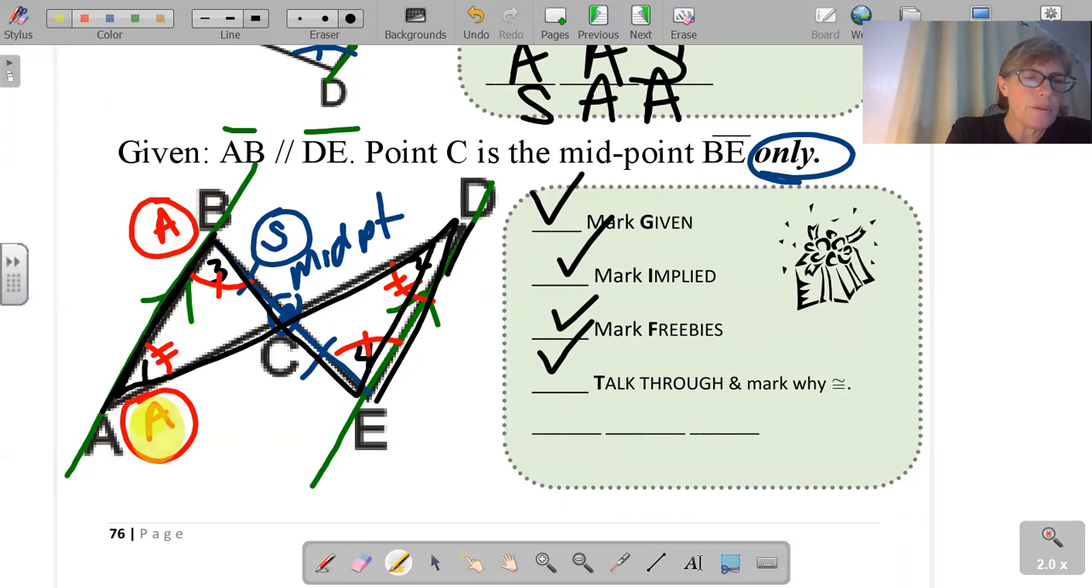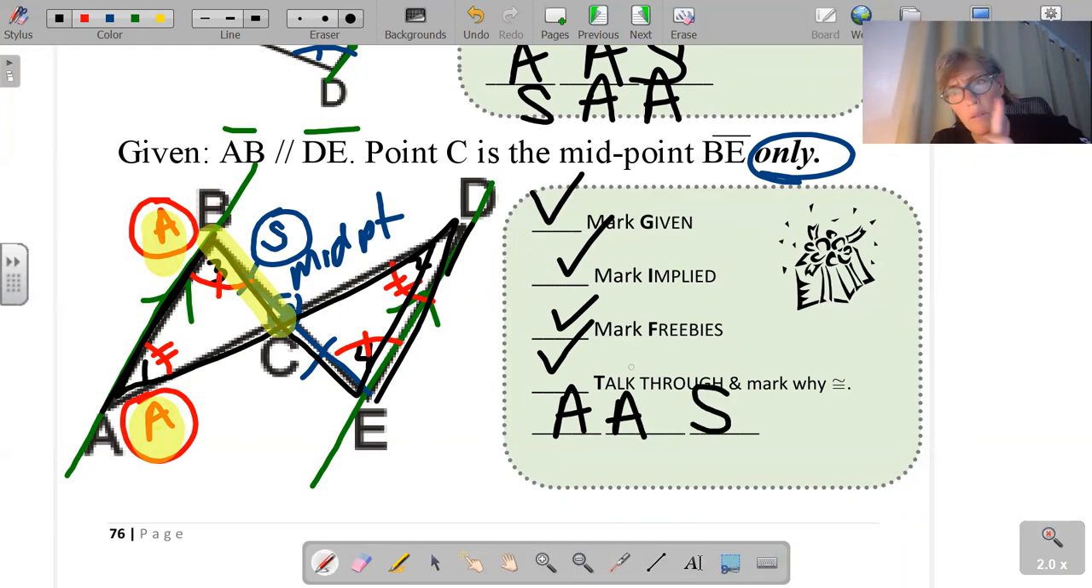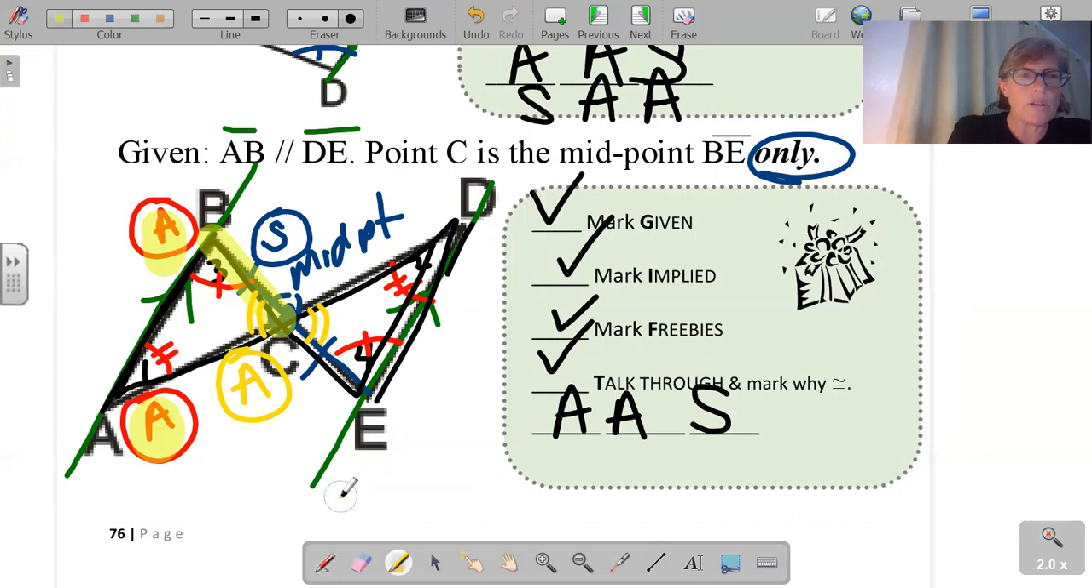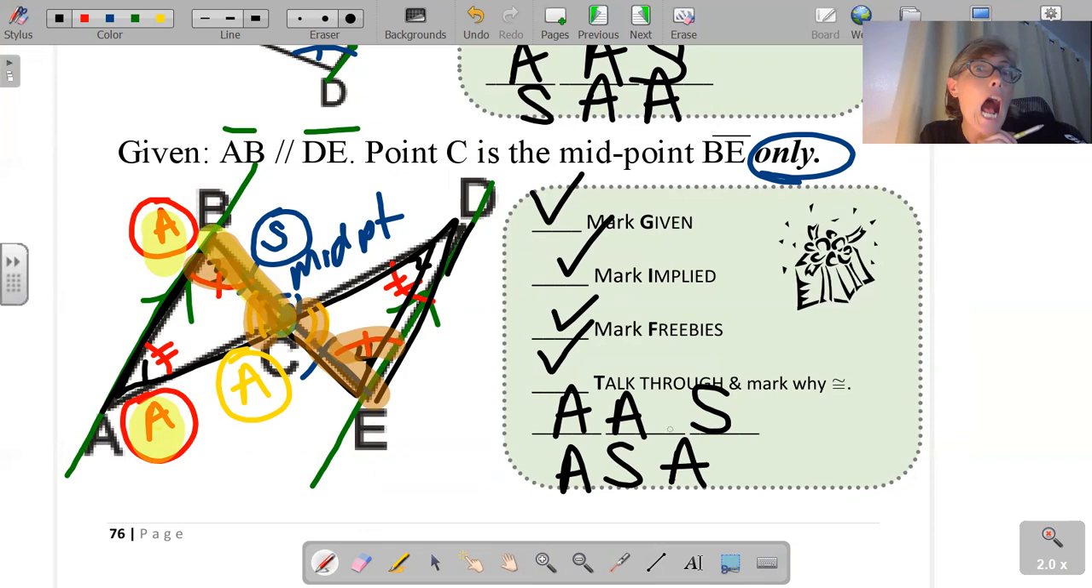angle, angle, and then a side. That would be a possibility. But you're like, wait a minute, there's freebies there, which there are. There's also vertical angles. And if you add vertical angles into the works, then you have angle, side, angle rocking there. So technically, under this circumstance, either of those shortcuts could work. Occasionally, that is true. Watch out for double possibilities.